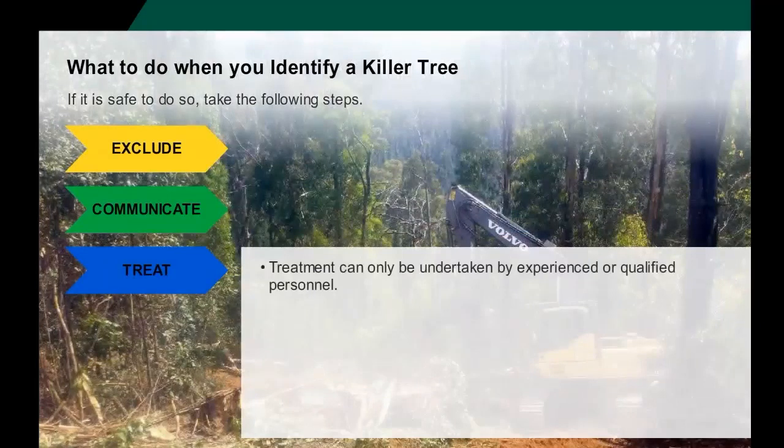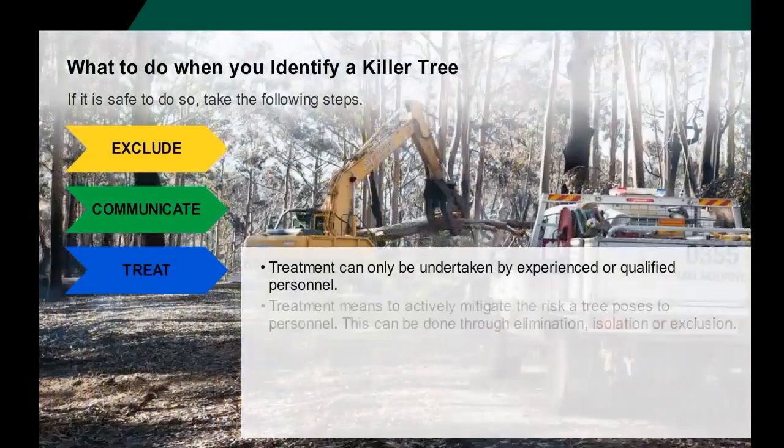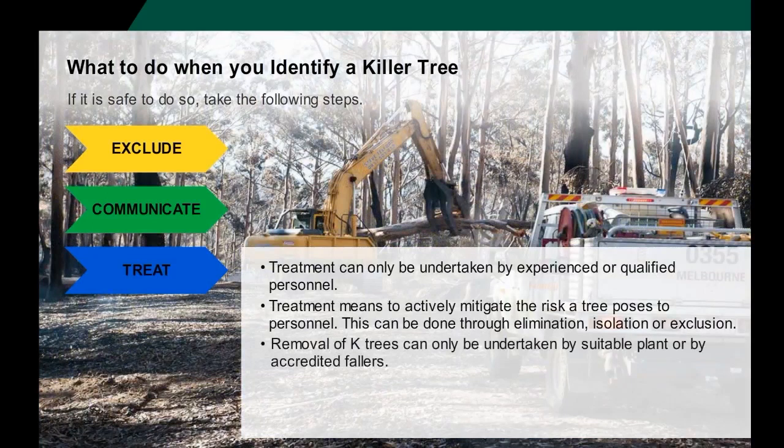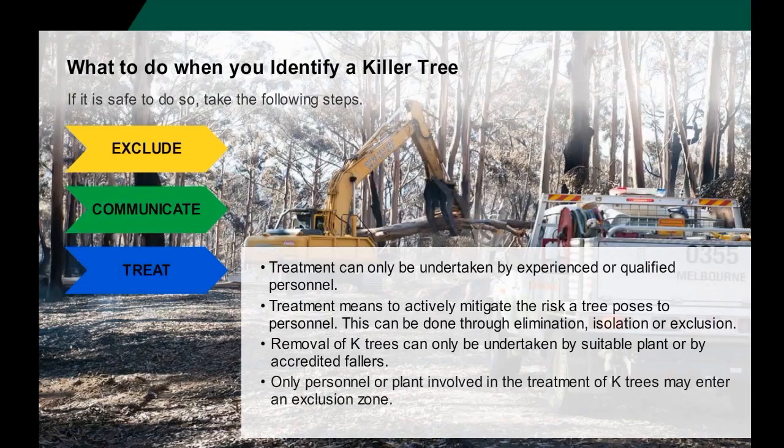Treatment can only be undertaken by experienced or qualified personnel. Treatment means to actively mitigate the risk a tree poses to personnel. This can be done through elimination, isolation, or exclusion. Removal of K trees through falling can only be undertaken by suitable plant or by accredited fallers. Only personnel or plant involved in the treatment of K trees may enter an exclusion zone for the purposes of falling the tree. Never approach trees with a yellow K on the trunk.